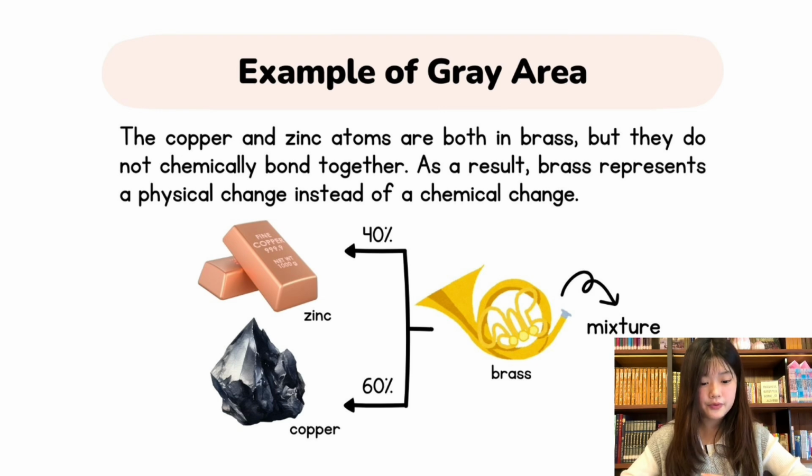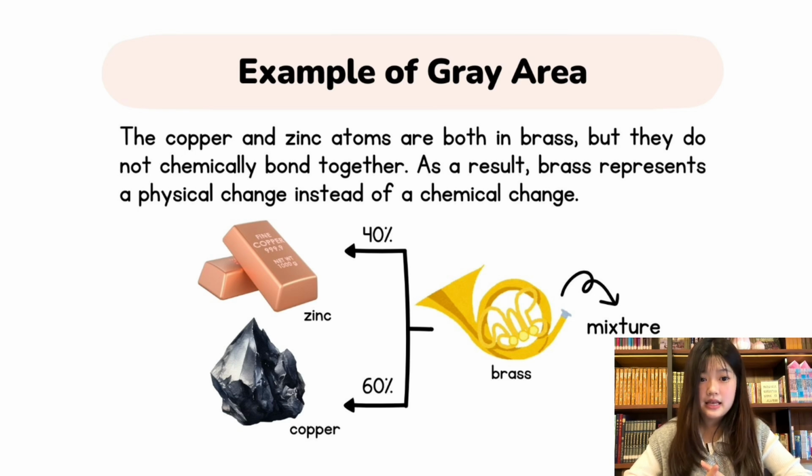At the microscopic level, the atoms of zinc and copper are chemically bonded in a way that results in a new material. The process of alloying involves the formation of new chemical bonds between the metals, indicating a chemical change. The creation of brass is thus a transition between physical and chemical changes.